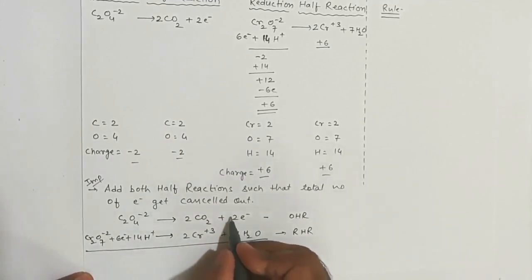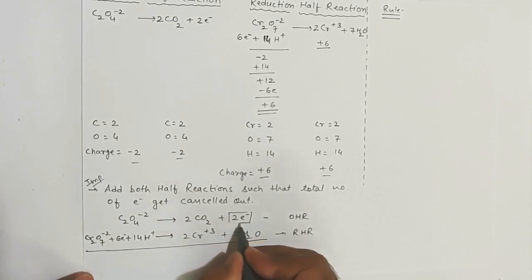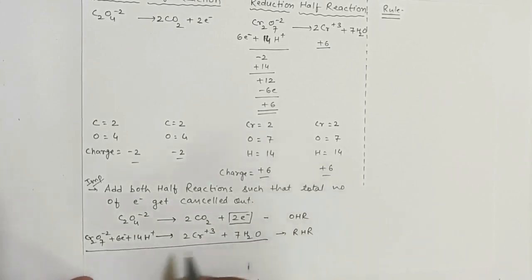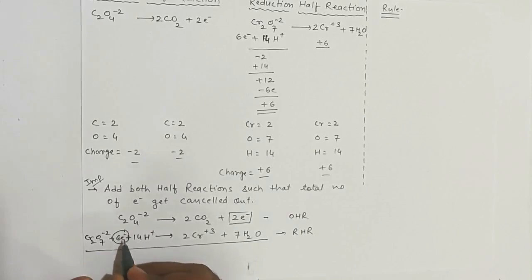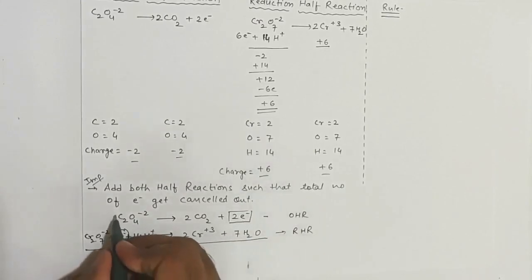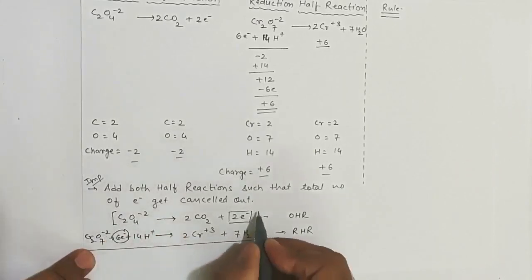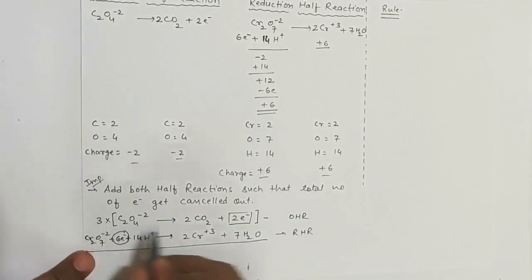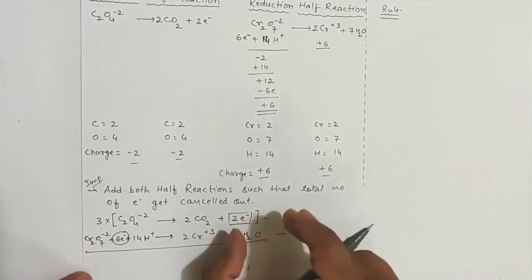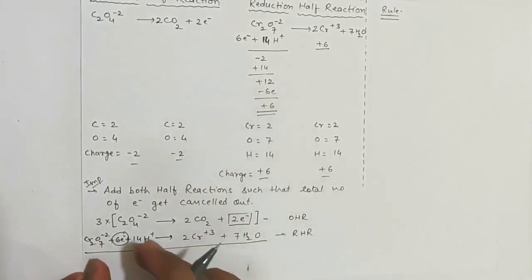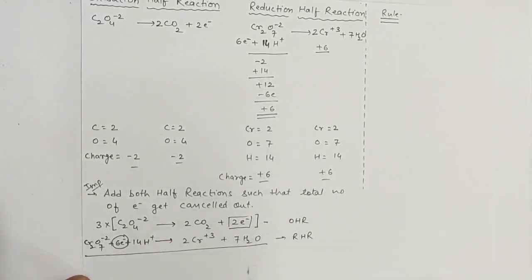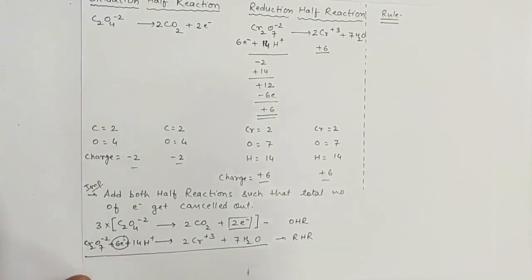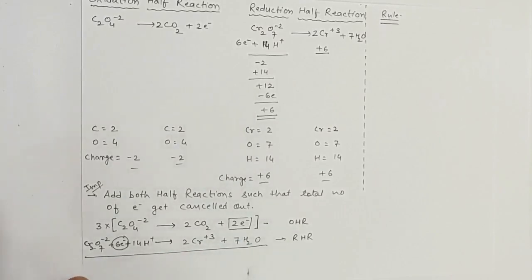As you can see, there are 2 electrons present at the product side in the oxidation half reaction and there are 6 electrons present at the reactant side of the reduction half reaction. So there are 6 electrons, there are 2 electrons. So what we will do is multiply the whole oxidation equation by 3. So finally we will get 6 electrons. There are 6 electrons at the reactant and 6 electrons at the product. So these electrons are common on both sides, so they will get cancelled out.